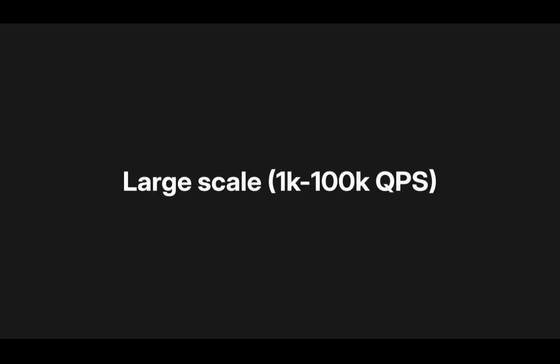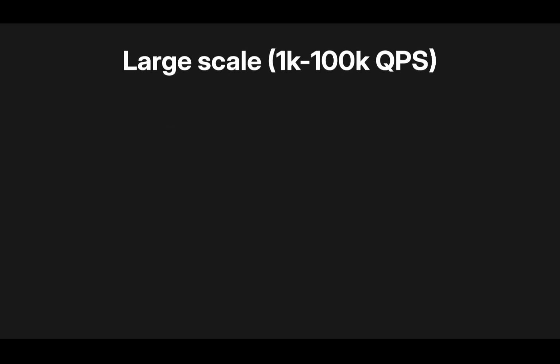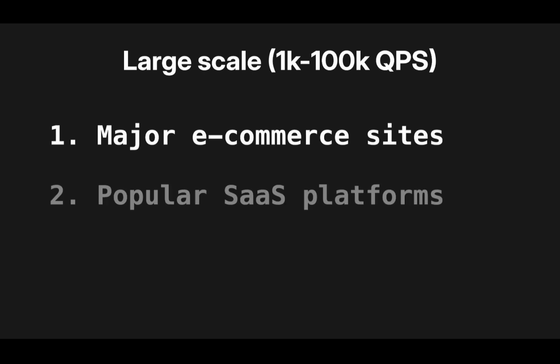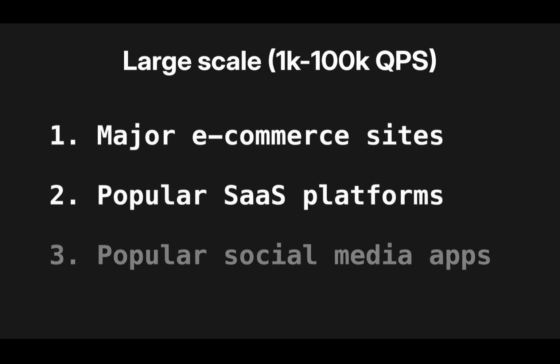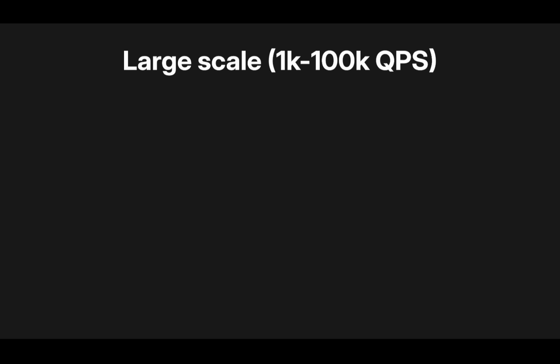High-scale systems handle 1,000 to 100,000 QPS and are often found in established platforms with millions of active users, like major e-commerce sites, popular SaaS products, or popular social media platforms. At this level, the demand on your system is high, requiring advanced solutions to maintain performance, reliability, and scalability. Let's take a look at some of the ways you can do that.